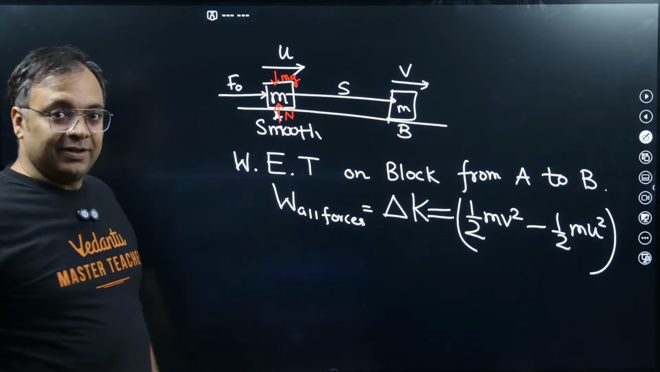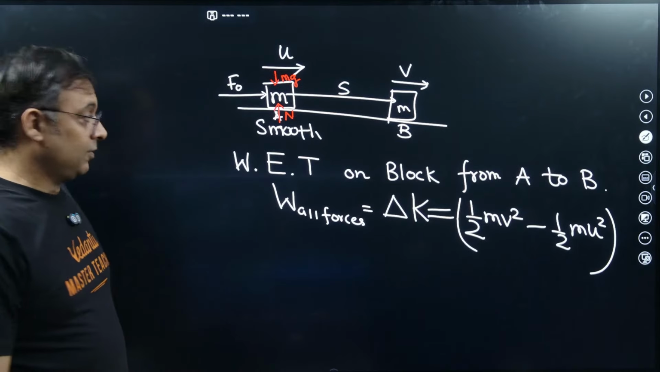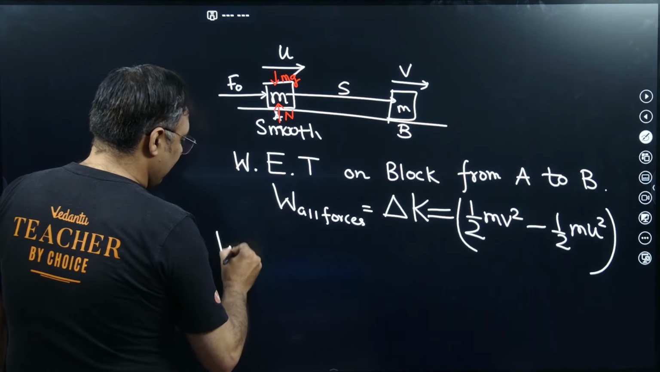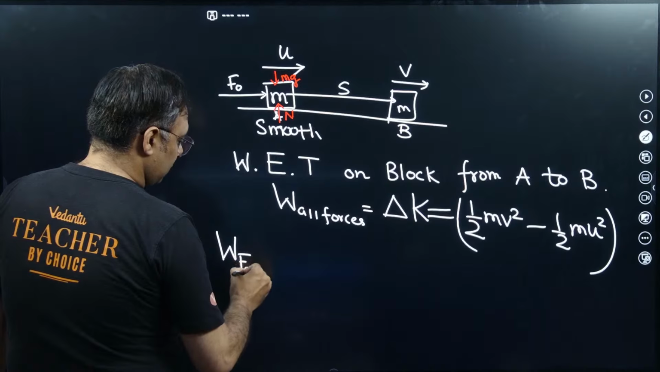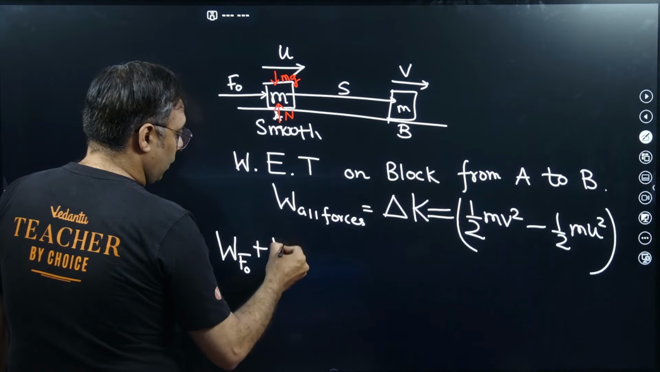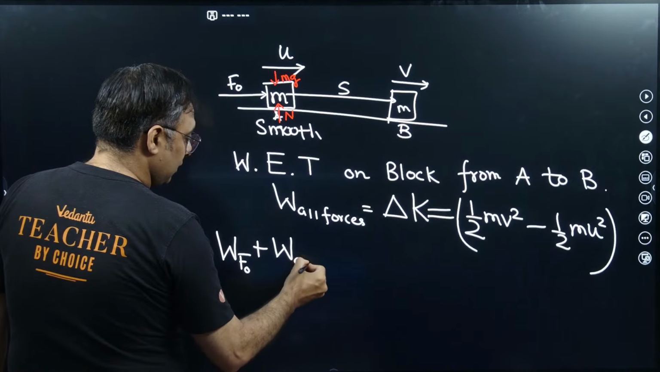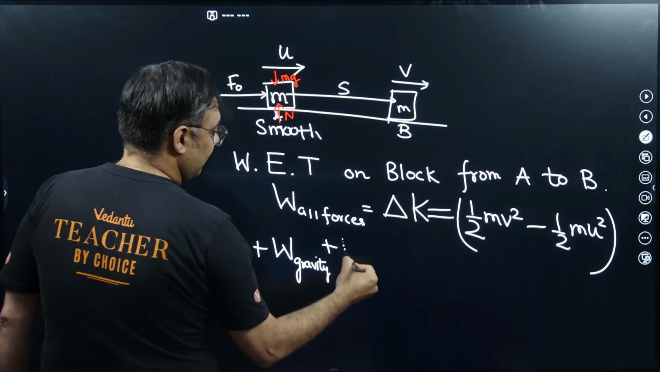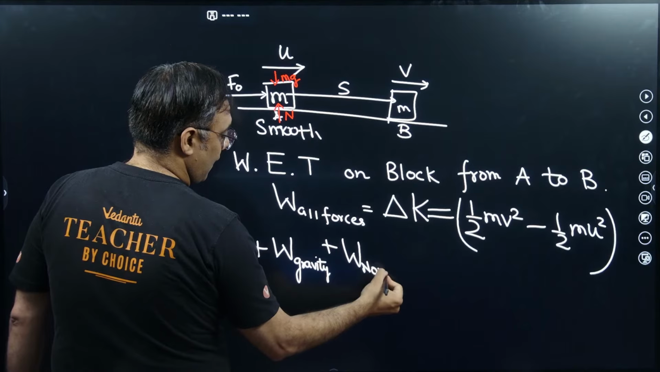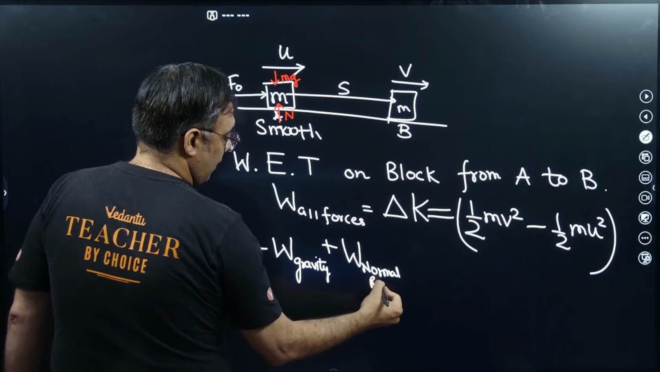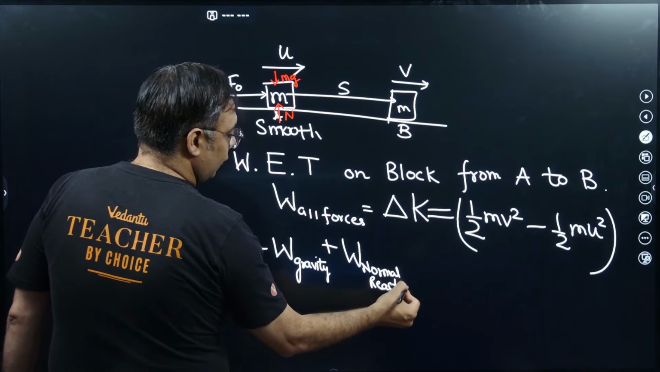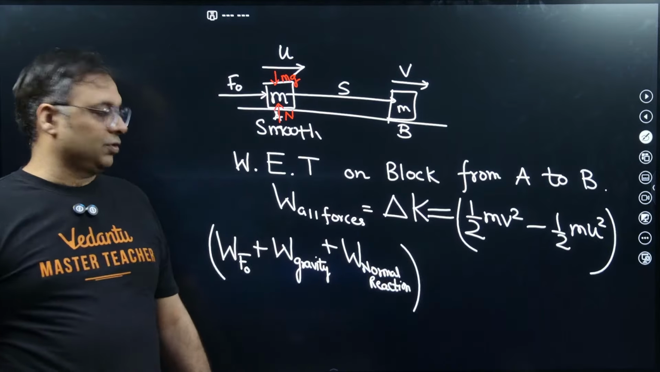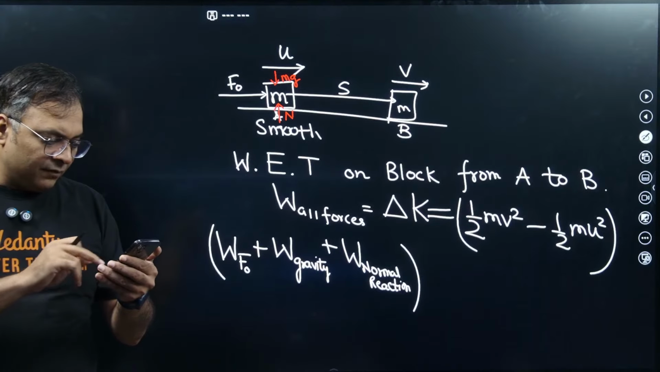Now what is the left hand side? I have to write the work done by all the forces. So I am writing: work done by F naught force on the block, work done by gravity mg force on the block, and work done by normal reaction. Now can you tell me, is there any other force left on the left hand side that I have to use?